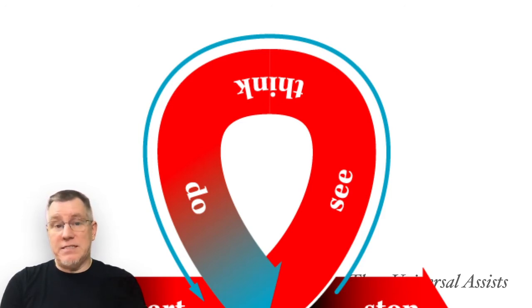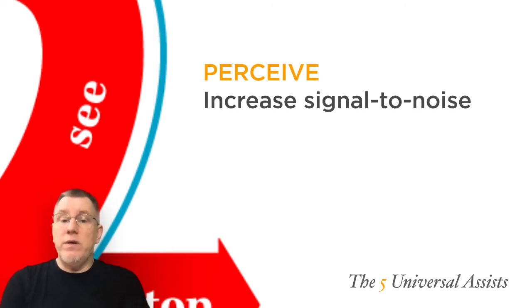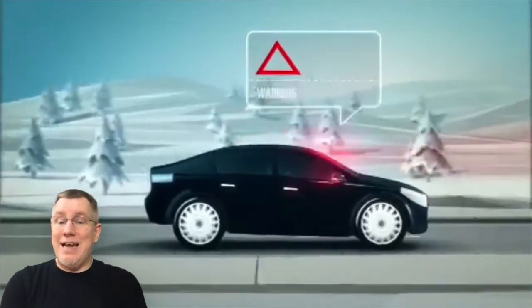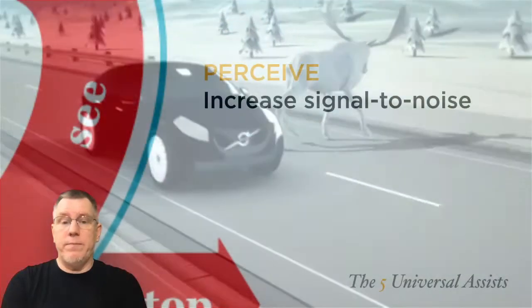Let's look at these assists. The first thing you can do is to help users know what's happening in the world or in the system. You can increase signal to noise by highlighting the stuff that the system thinks is interesting or suspicious. And pro tip, don't prevent users from exploring the other stuff. One example is Volvo's large animal detection, which helps snap drivers' attentions to dangerous, unexpected animals in the road.